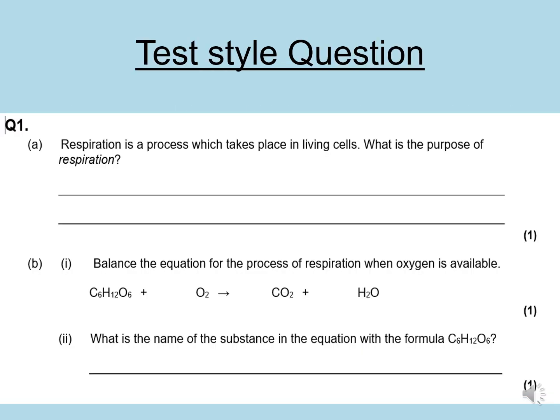Okay, and here's a test style question for you. Question 1A. Respiration is a process which takes place in living cells. What is the purpose of respiration? Write your answer down. Question B, part 1, you have to balance the equation for the process of respiration when oxygen is available. This was shown to you in a previous lesson, so you should hopefully have remembered that. Question B2, what is the name of the substance in the equation with the formula C6H12O6? If you need to pause the video, do so now and write your answers to these questions.